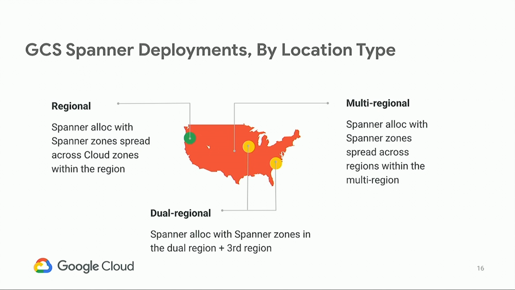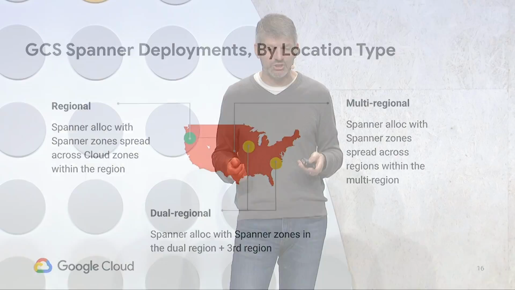I'm calling them Alex in the slide. That's what we call them internally. It's just a different name. With zones that are spread across the regions within the multi-region. And for dual regional, we use a Spanner instance that has zones within the two regions of the multi-region plus a third region.